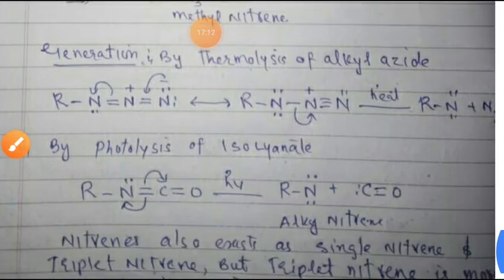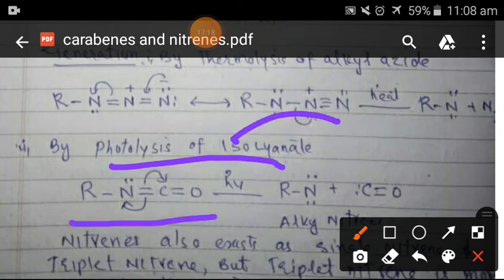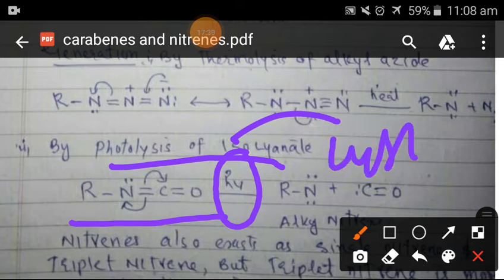Similarly, you can generate the nitrene by photolysis of isocyanate. So this is an isocyanate in presence of light. Photolysis means the breakdown in presence of light. Lysis means breakdown. Thermolysis means breakdown by means of heat, and here is breakdown by means of light. So the isocyanate gets broken down in presence of light. That's why it's called photolysis of isocyanate.